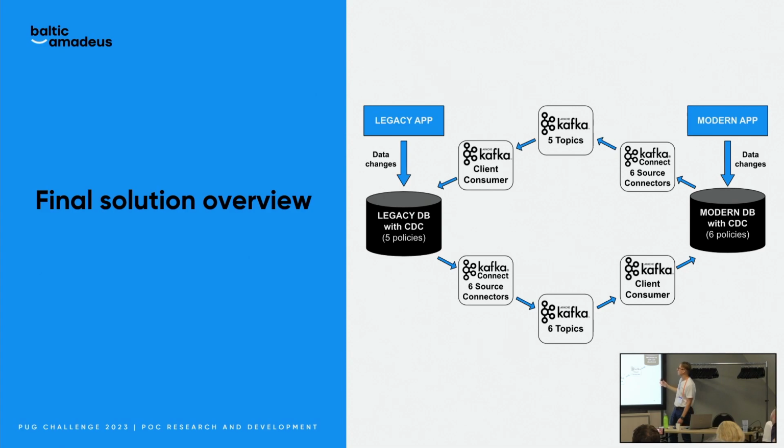It looks a little bit bigger, but the most important part is that the client consumer, which was written in ABL on each of the sides, is written in a dynamic way, so it can accept the changes for all of the tables. It doesn't matter which table it is. Each topic is responsible for one table, and there are 6 source connectors on each side. Okay, since I've talked a lot, I would really like to show you how it works. So let's move on with the demo.